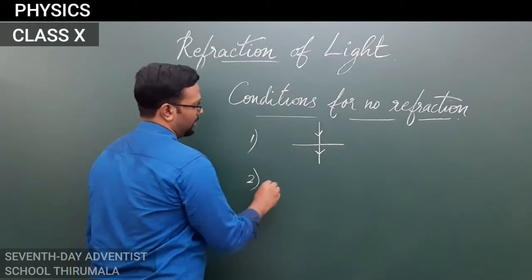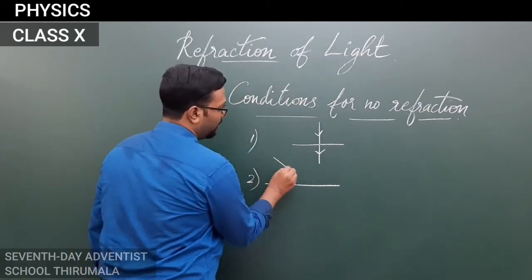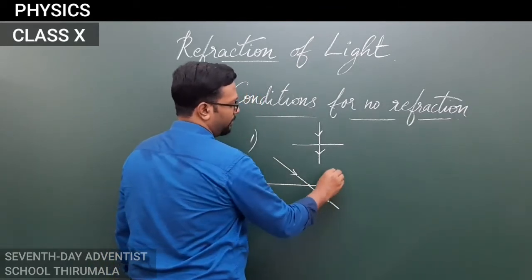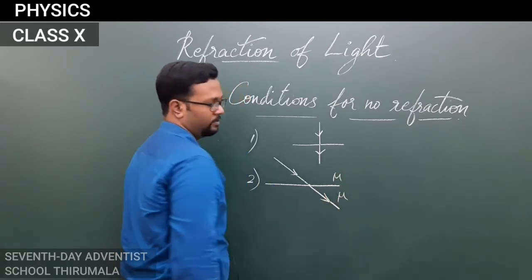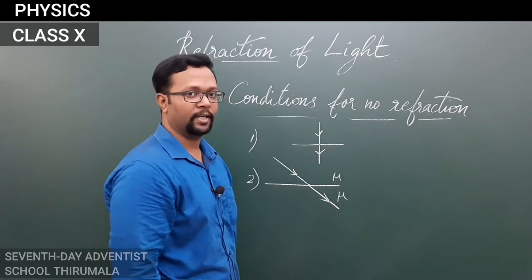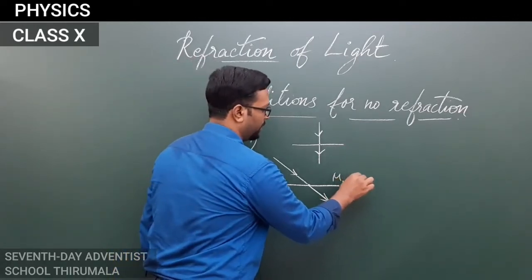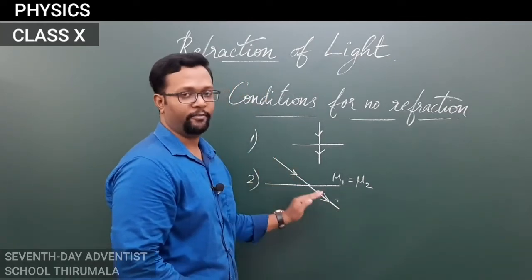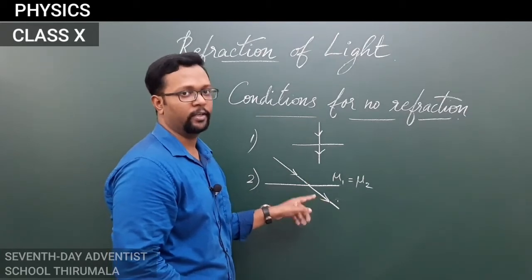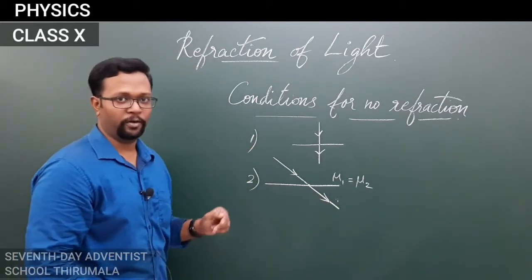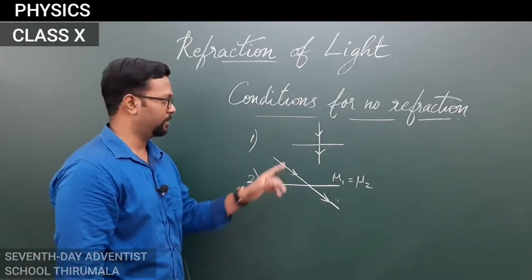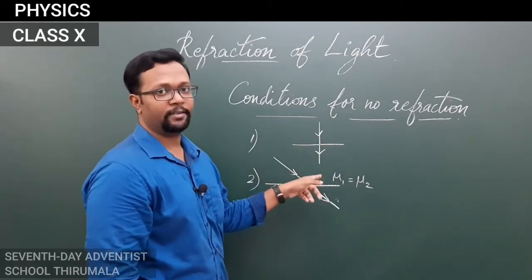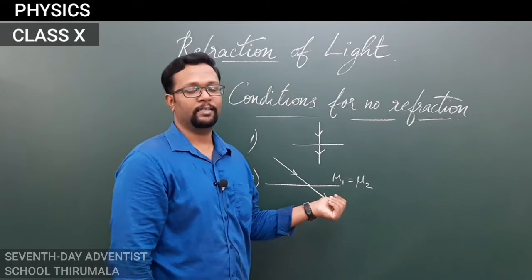And the second condition is that a light ray traveling in one medium will pass undeviated if the refractive index of both the mediums is the same. That is, if the refractive index of one is equal to the refractive index of the second medium, then there will not be any deflection or bending of the light ray. So these are the two conditions for no refraction in the given pair of media. First, the light ray is falling normally on the surface separating the media, and second, the refractive index of the first medium and the second medium are the same.